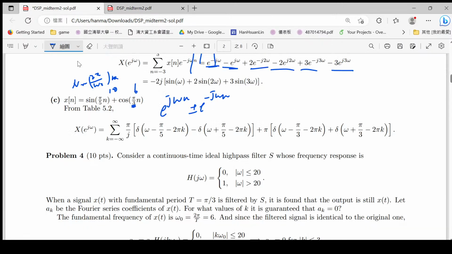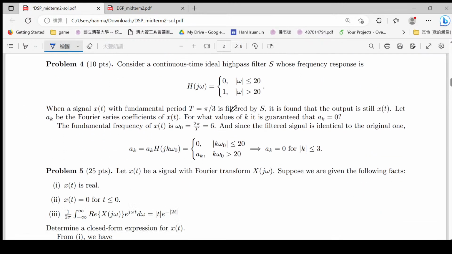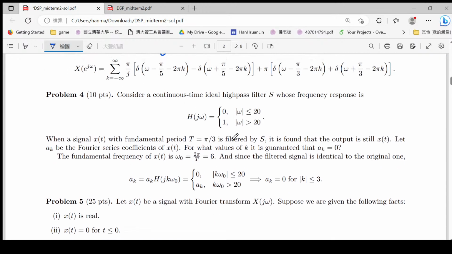Okay, so the next one, problem 4. We're on schedule. So problem 4. This is more on continuous Fourier series, but I believe the filter is also in our scope. So for this one you basically just need to understand what the filter does, and we have this high pass filter.